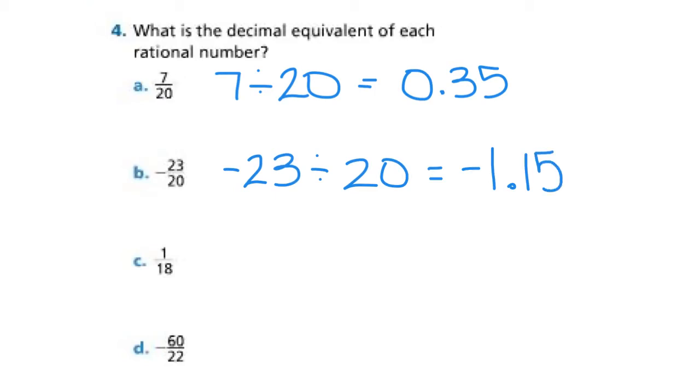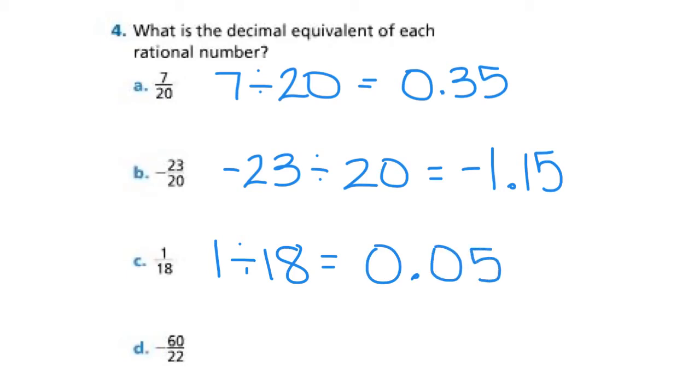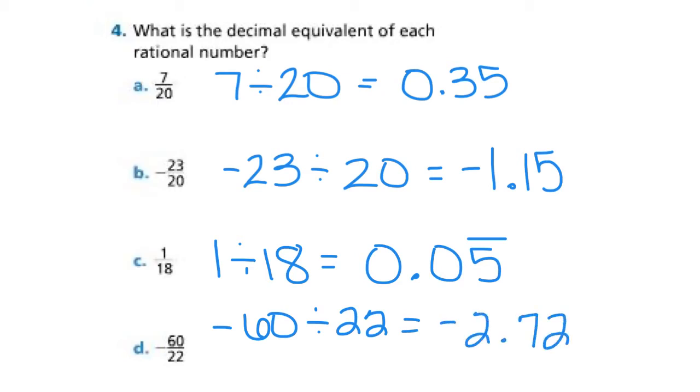Changing C, 1/18 into its decimal equivalent followed the same process. The numerator of 1 divided by 18 is going to give us a repeating decimal, 0.05, where the 5 repeats itself. And finally, D, negative 60 divided by the denominator of 22 is going to be equal to negative 2.72, where the 7 and the 2 repeat.